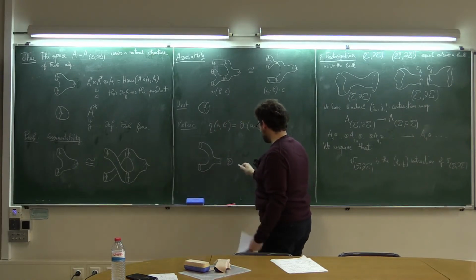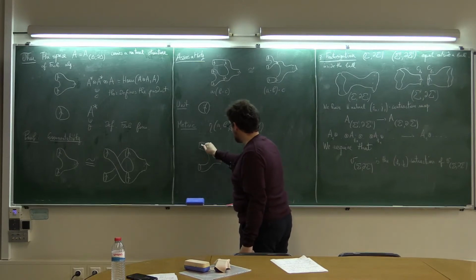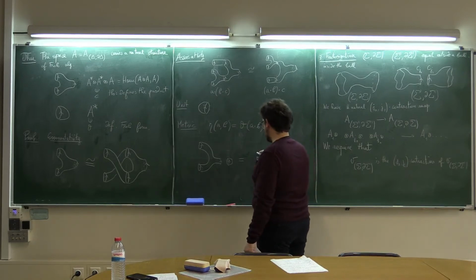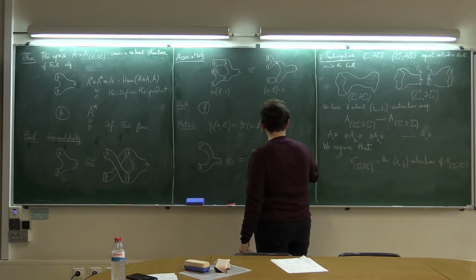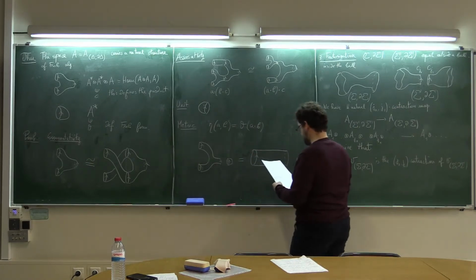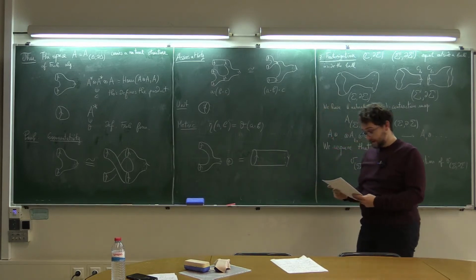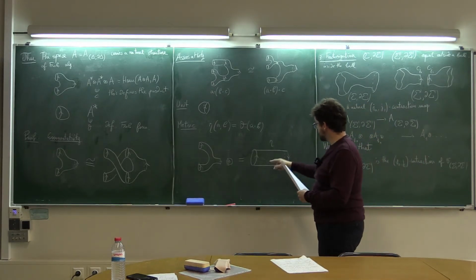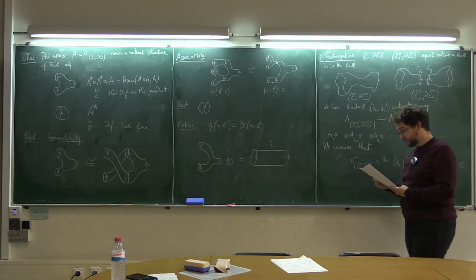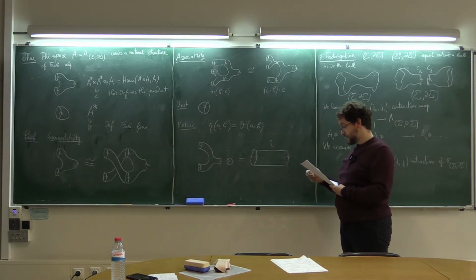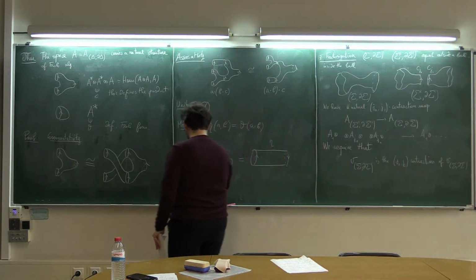And here we have this orientation, this orientation. I can glue these together, and what I obtain is the following cylinder. A cylinder with orientation on the boundaries as follows. So this is eta, this is the metric, and it is non-degenerate. It is clearly non-degenerate.